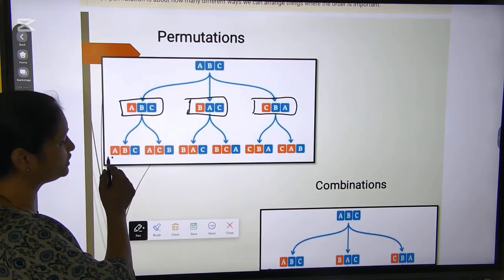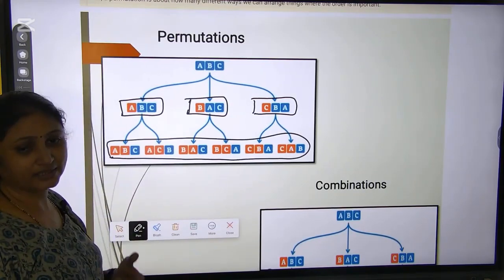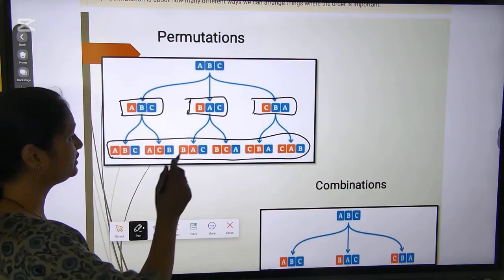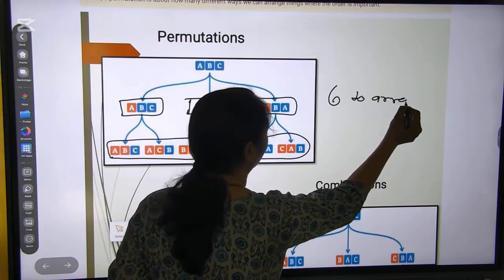So we can choose any of the 6 arrangements. We have 6 choices to arrange the chairs.